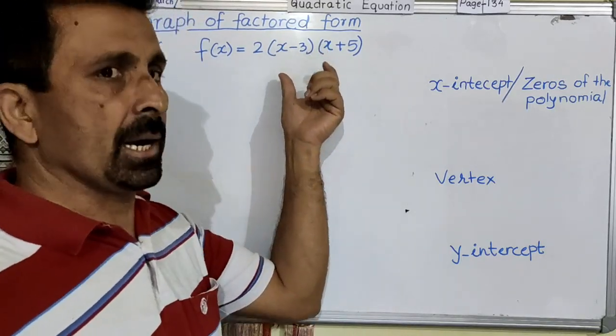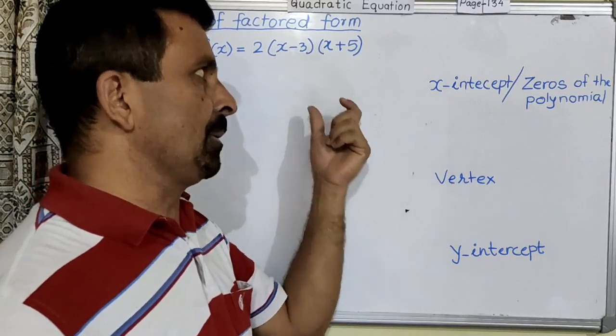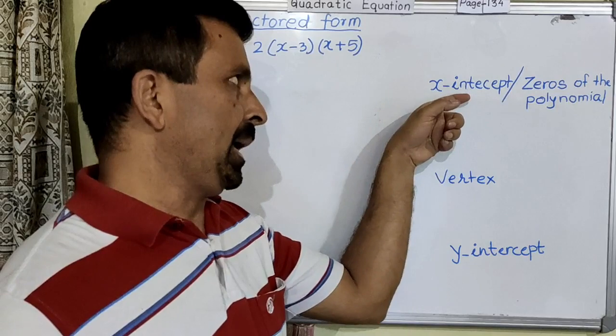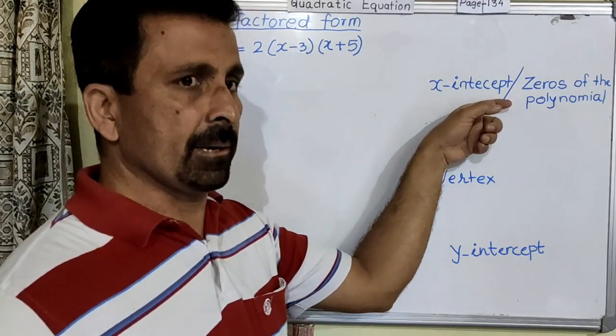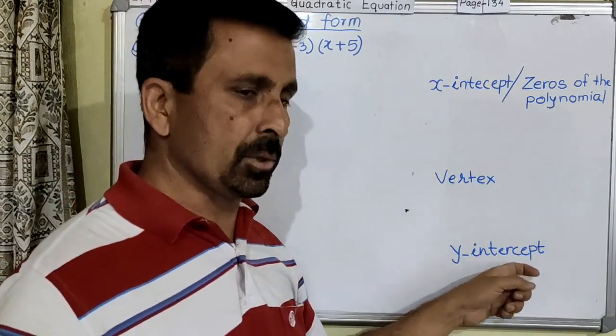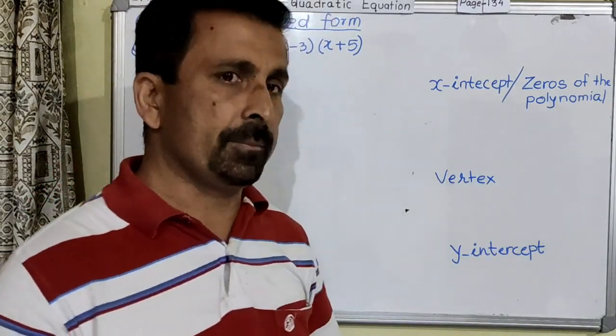Now we will plot the graph of this, right? The graph of this will be plotted in 3 steps. Again I am reminding: step number 1 is X intercept. We calculate X intercept first of all, then we calculate the vertex, and then we calculate the Y intercept. Once again I am teaching you in very much detail, so please be very mindful.